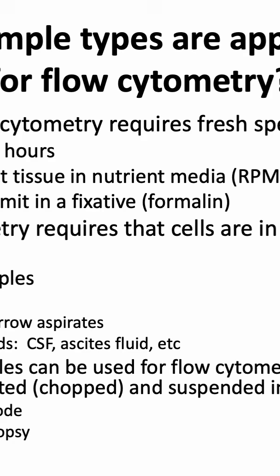In addition to samples that start as liquid samples, solid samples can be used for flow cytometry if you disaggregate them or chop them up and suspend them in fluid. And using this technique, we can do flow cytometry on solid samples, such as lymph node tissue, or a variety of other solid tissue biopsies.